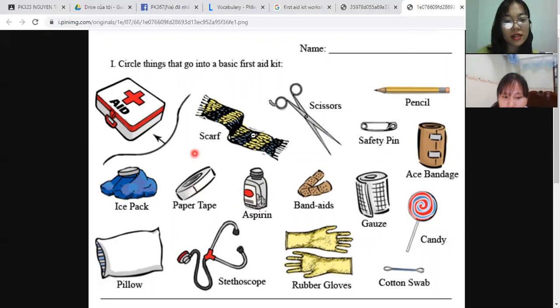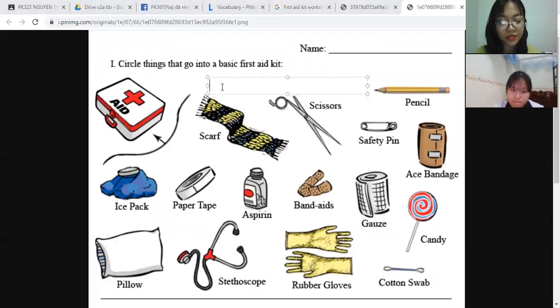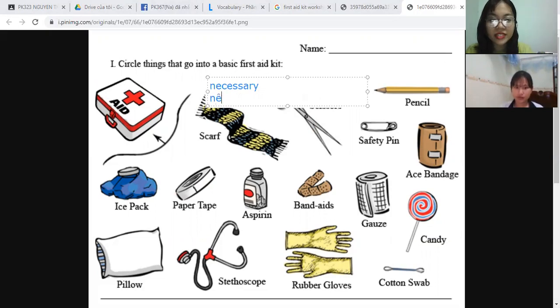Okay, this one you can see and learn from your book and your textbook. Is it correct? This one is the most important, the most necessary one you need to have in your box in your house. All right, what is necessary? Do you know that? Necessary. Do you know the word need? Yes, it is the same as need.